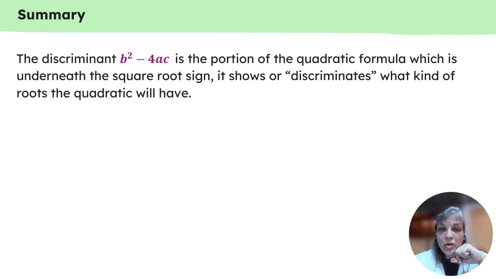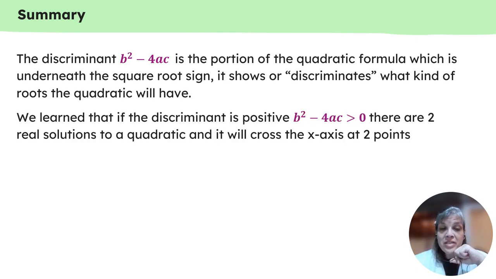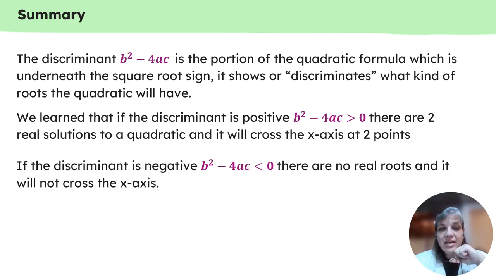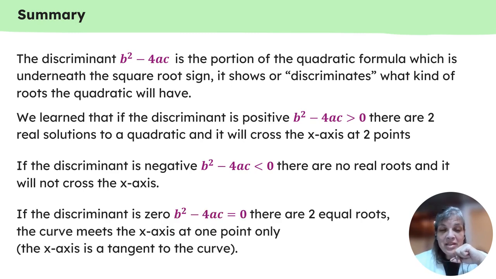Okay, let's just see that in words here. The discriminant, we learned, is the portion of the quadratic formula which is underneath the square root sign. It shows or discriminates what kind of roots the quadratic will have. We learned that if the discriminant is positive, then there are two real solutions to a quadratic, and it will cross the x-axis at 2 points. If the discriminant is negative, there are no real roots, and it will not cross the x-axis. Finally, if the discriminant is 0, there are two equal roots. The curve meets the x-axis at 1 point only, and the x-axis is a tangent to the curve.